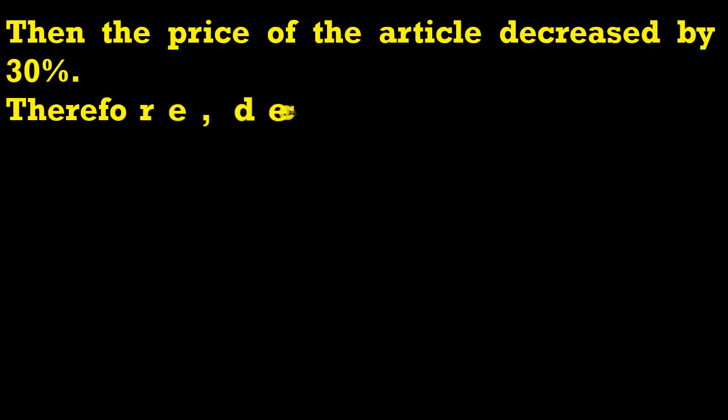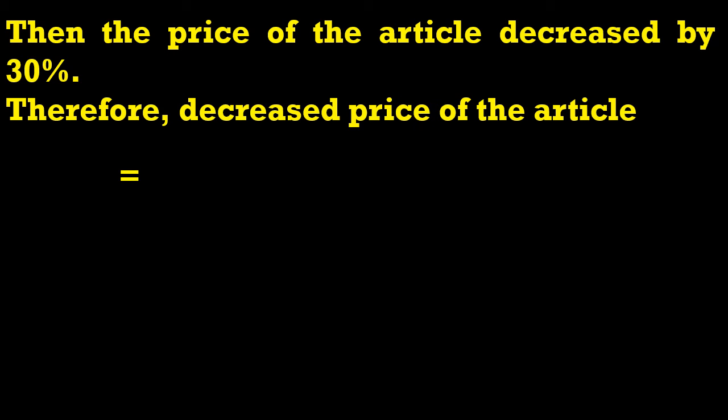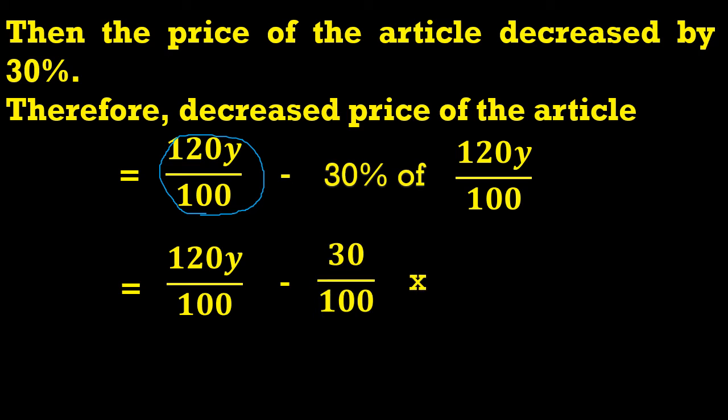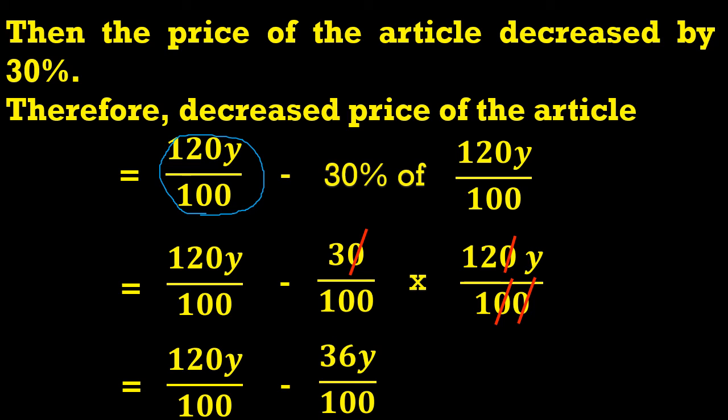Then the price of the article decreased by 30%. So therefore, the decreased price of the article will be, this was the price that we have increased, and from here we are decreasing, so subtraction: 30% of 120y by 100. So this is 30 by 100 into 120y. We can cancel this 0, this 0, this 0, this 0. So we will get 36y by 100. So this is 84y by 100.